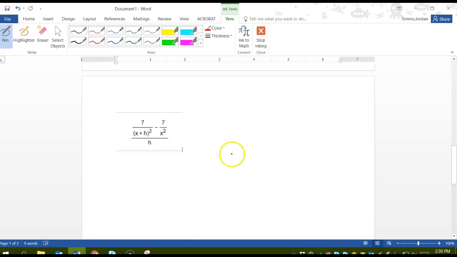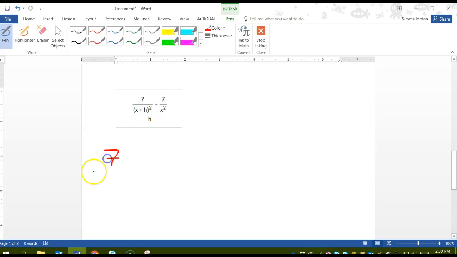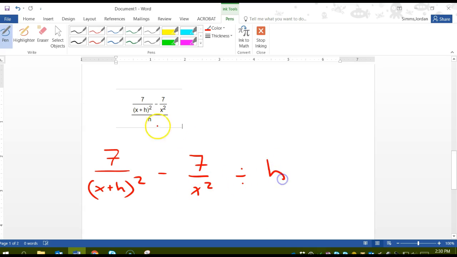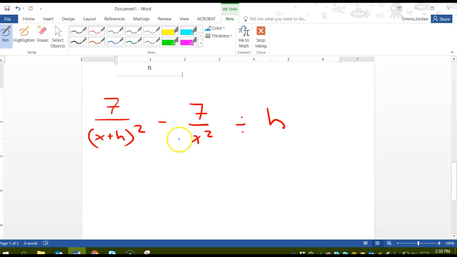I hope that helps. Let's skip down now and we'll talk about this complex rational expression. Now here what we're going to do, I'm just going to rewrite this big division sign as a divide sign. So literally I would rewrite this as 7 over x plus h quantity squared minus 7 over x squared, divided by h. Okay, so I'm just taking care of all that. But basically the understanding is that we're going to work on this stuff first.